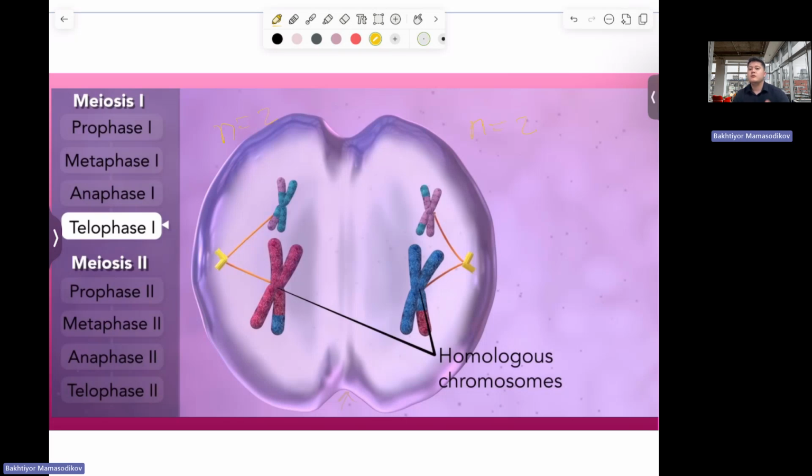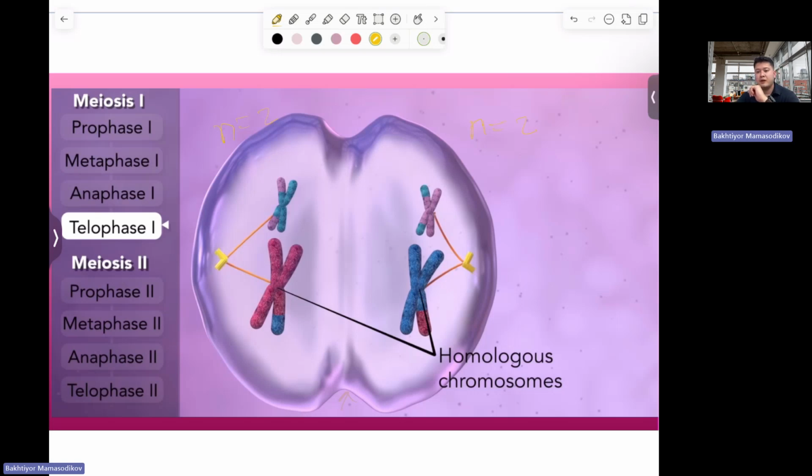Okay, so the key events: in the prophase I, synapsis and crossing over are happening. In the metaphase I, homologous pairs align in the center. In the anaphase I, homologous chromosomes are pulled apart to each pole. In the telophase I, cells split into 2. The cytoplasm is going to divide, cytokinesis is happening.